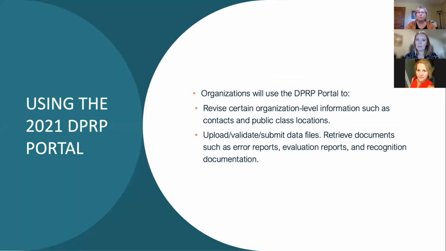So, just a little bit more. The DPRP portal has been revised to include organizational level information that requires you to confirm or update that in the month of your data submission. This is the portal where you submit your data. It's also where you're going to get your error reports, evaluation reports, recognition documents. It's really changed. So if you've not had a cycle yet of reporting through this SAMS system, it's really improved.